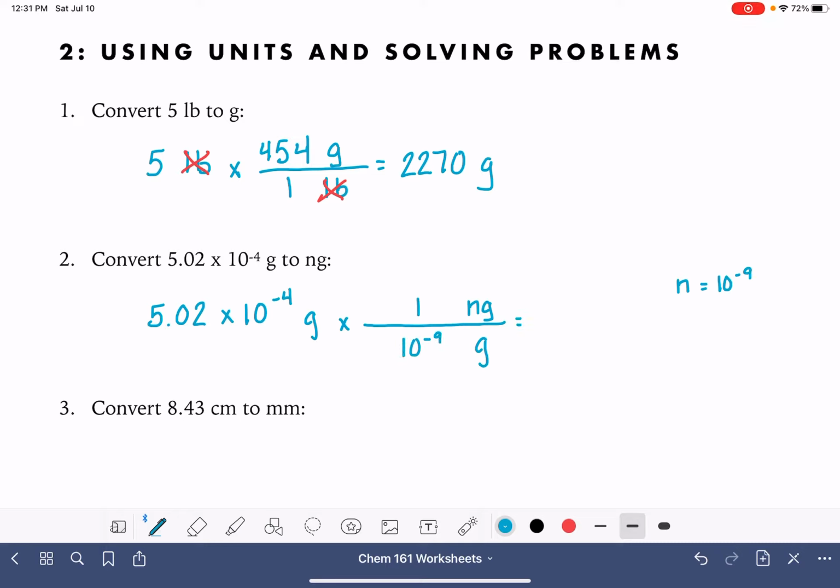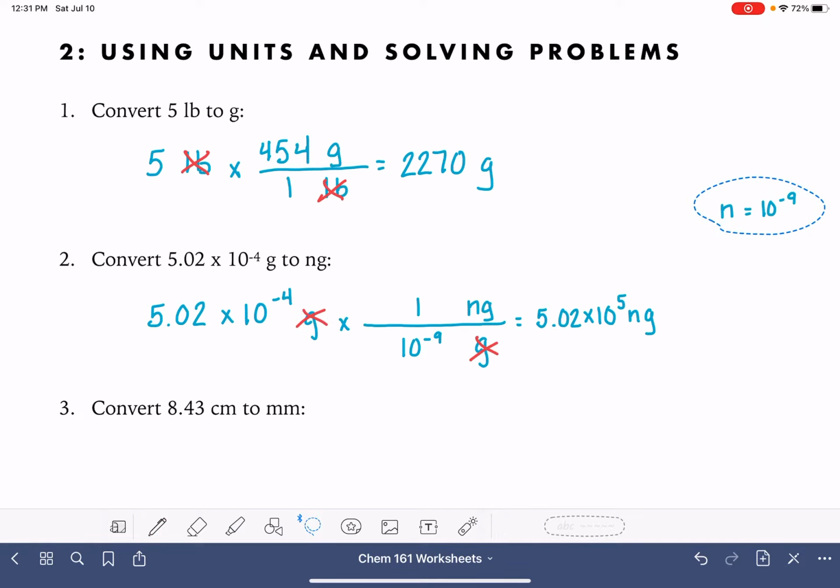And then we just have to do this math here. 5.02 times 10 to the negative 4 divided by 1 times 10 to the negative 9 is 5.02 times 10 to the 5. I should have been able to do that one in my head. And I'm just going to move this prefix up there.